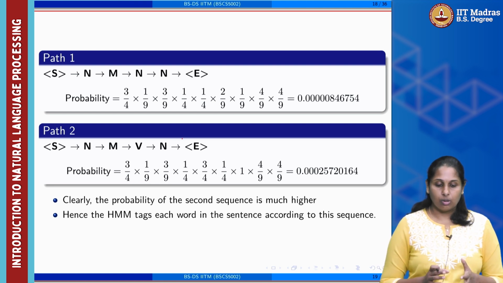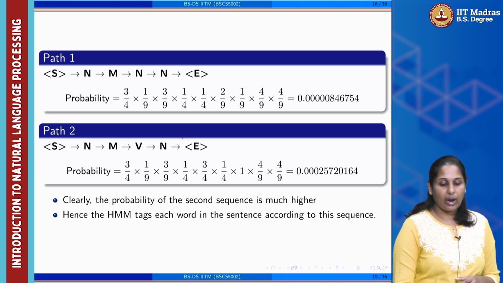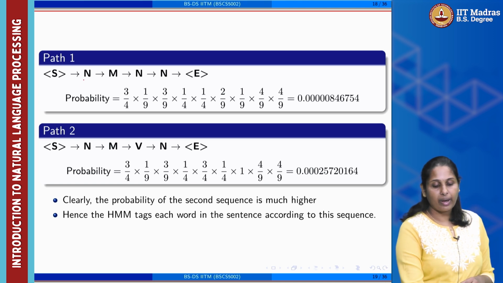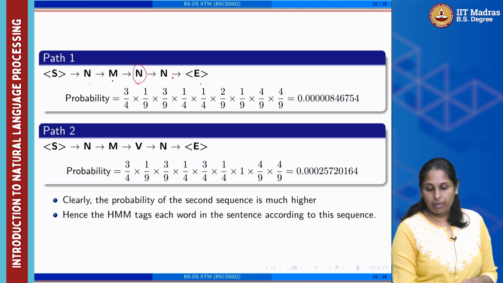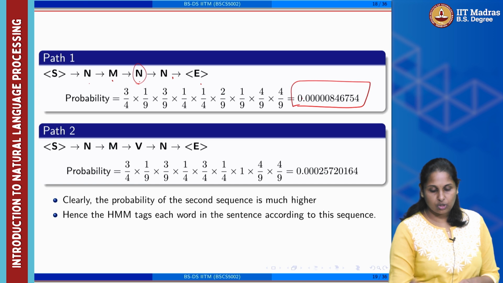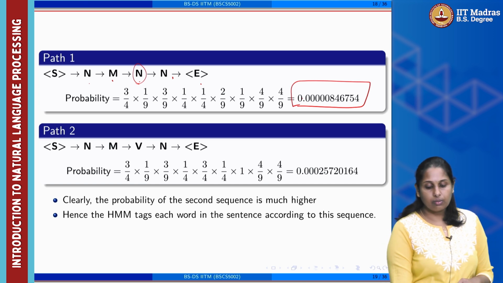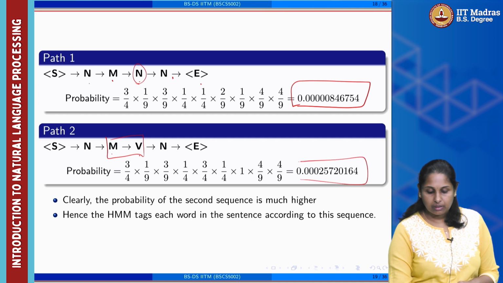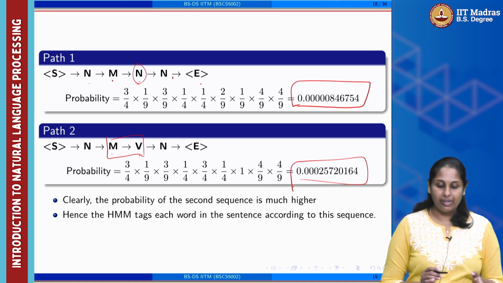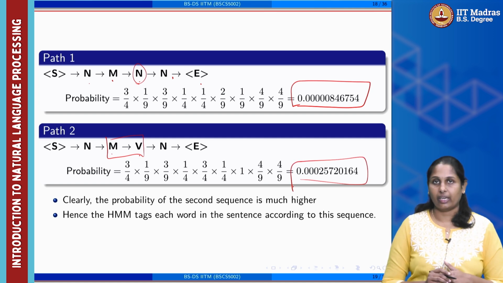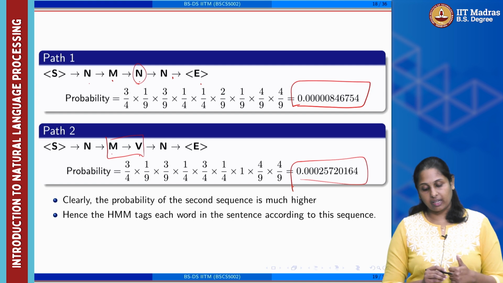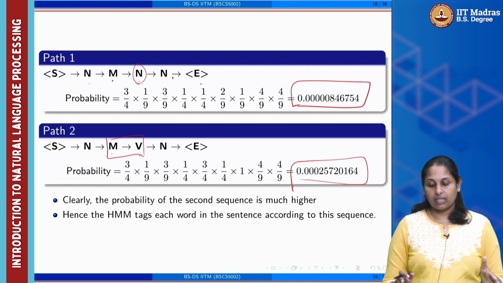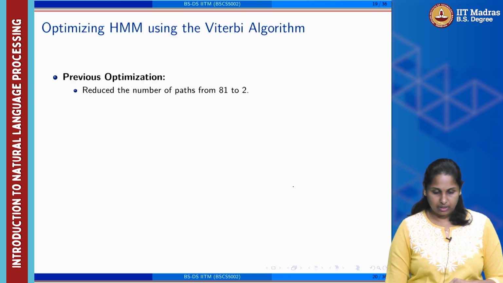Before that, I'll also try to calculate the path 1, where the sentence has a modal verb followed by a noun, that is, spot as a noun followed by another noun. The probability is this much. And path 2 is a modal verb followed by a verb. Now, the probability is this much. Clearly, the probability of the second sequence is much higher, right? So, the HMM tags each word in the sentence according to this particular sequence, right?